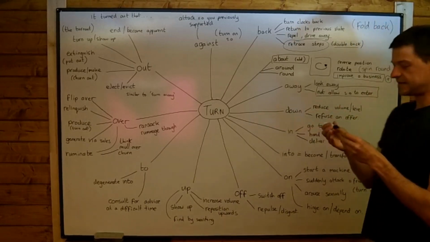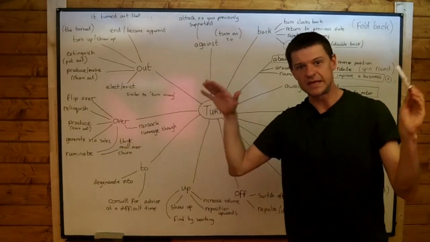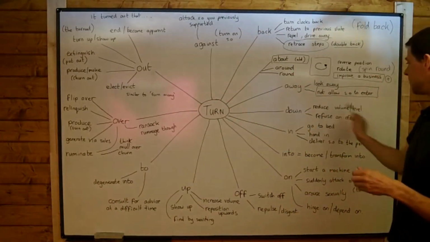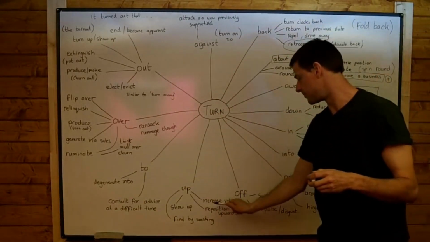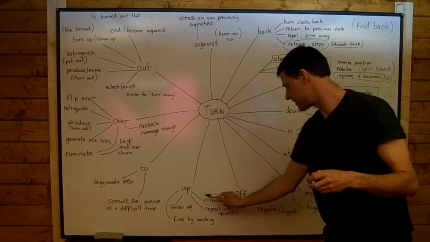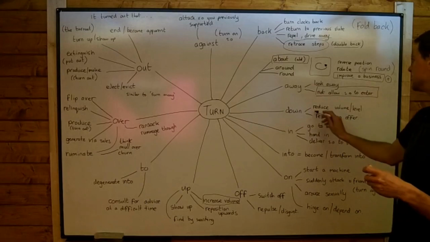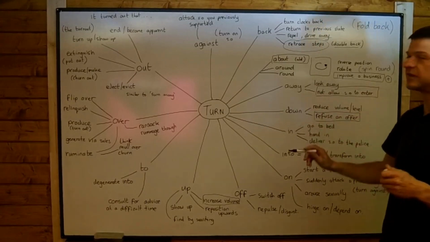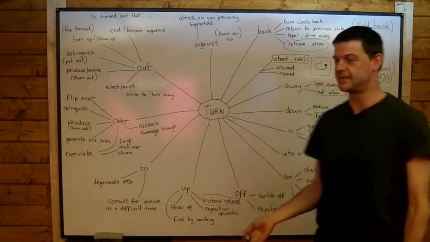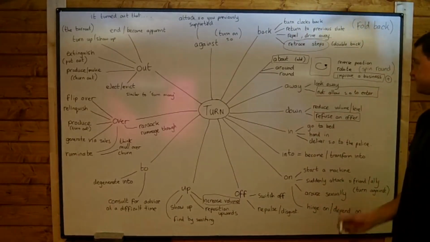Okay, if you turn something down, if you turn the TV down, you make it quieter, you decrease the volume. It would be the opposite of turn up, which can mean increase the volume. But you could also turn someone down, meaning refuse an offer. So someone might offer you a job, but you turn them down, you refuse their offer.